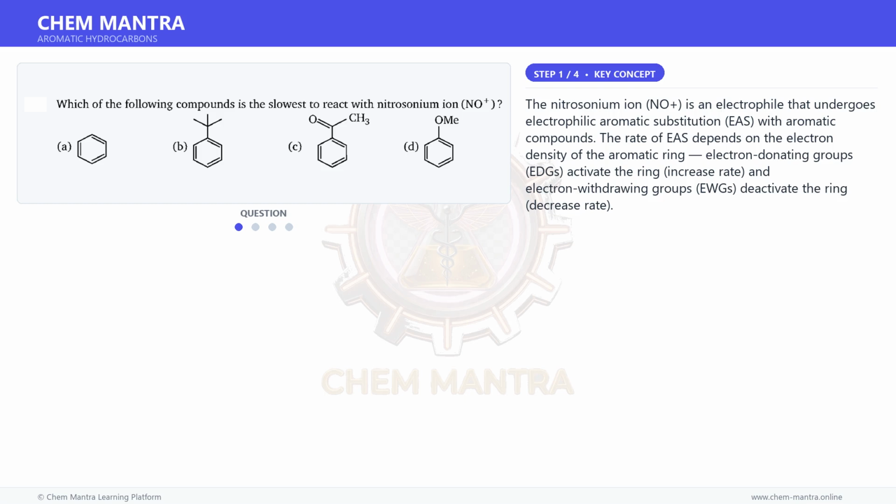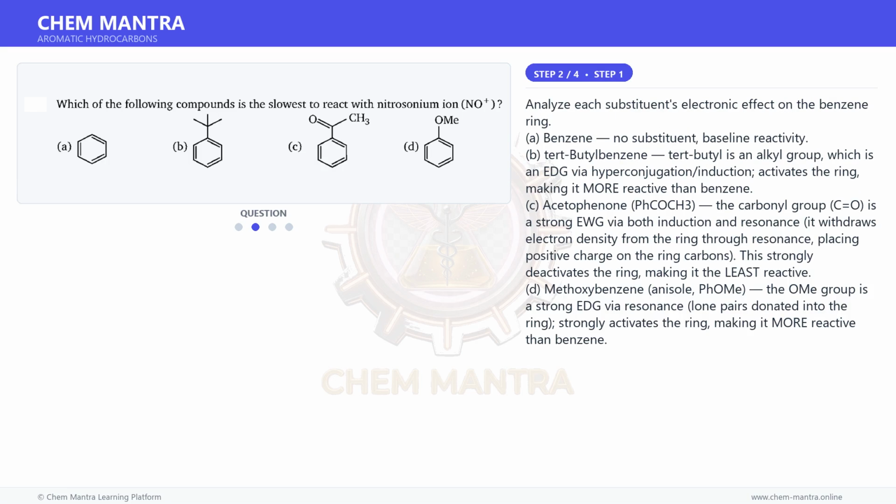The nitrosonium ion, NO+, is an electrophile that undergoes electrophilic aromatic substitution, EAS, with aromatic compounds. The rate of EAS depends on the electron density of the aromatic ring. Electron-donating groups, EDGs, activate the ring, increase rate, and electron-withdrawing groups, EWGs, deactivate the ring, decrease rate.